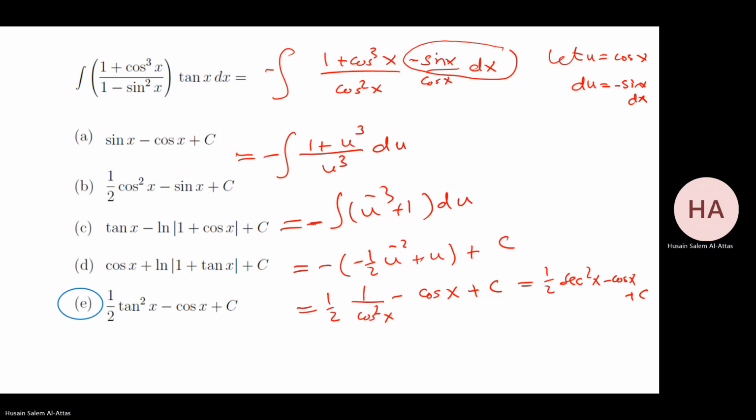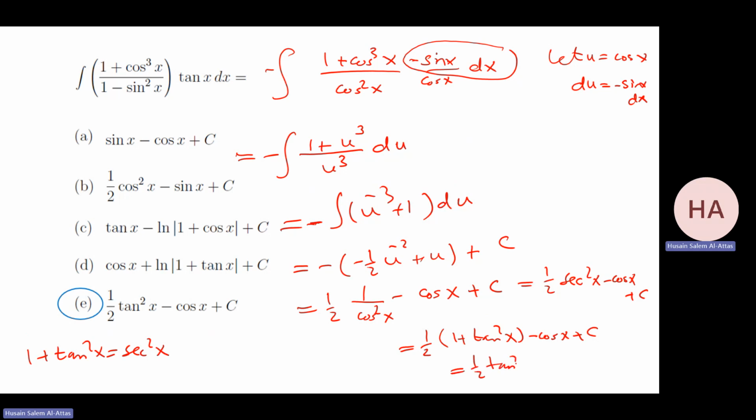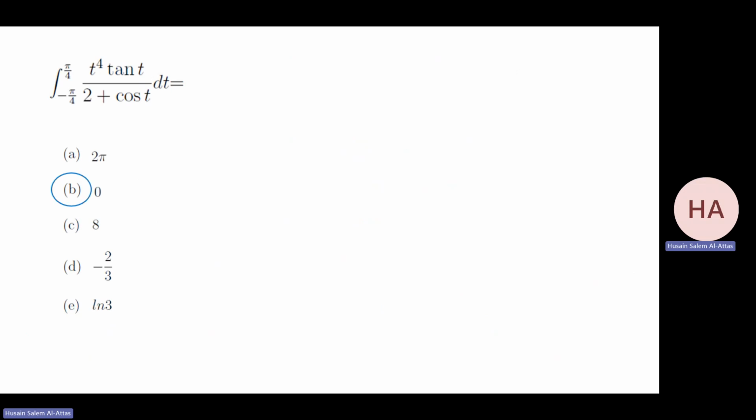What's wrong? There's nothing wrong. Don't forget, 1 plus tan square. Let me do it here. The trick is what? 1 plus tan square is secant square. So this one I can rewrite as half of 1 plus tan square minus cosine x plus c. And that will be half tan square x minus cosine x plus half plus c, I will make it c also. So this is my answer. So you need to be careful about the calculations.